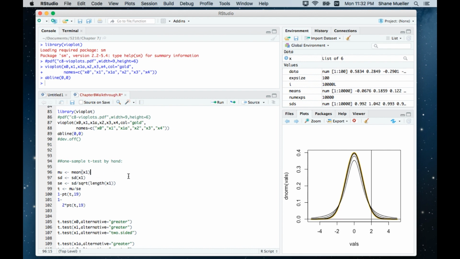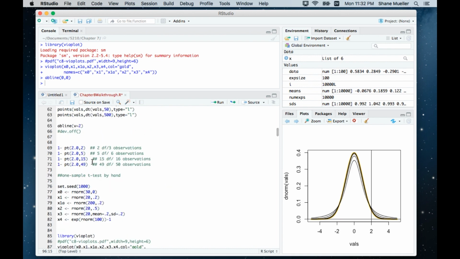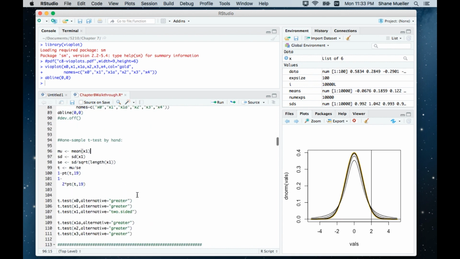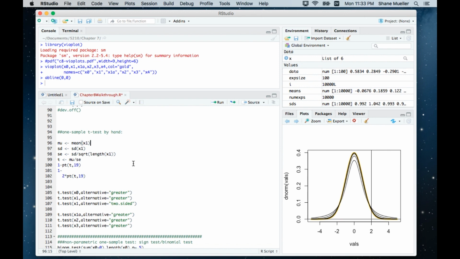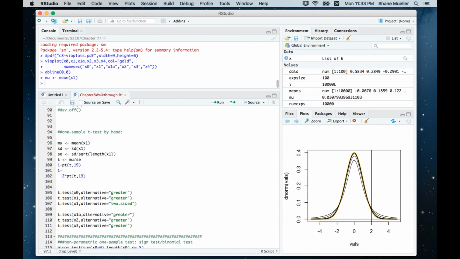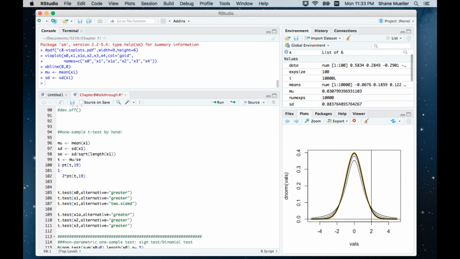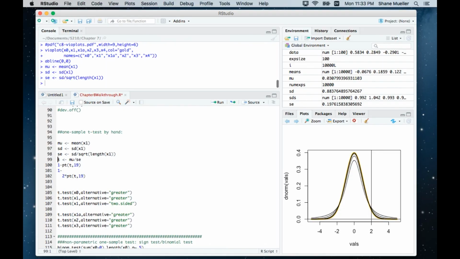So here's the steps for the value x1 we'll try, which really was generated with a mean that is different from 0. So I'll calculate the standard deviation, then I'll calculate the standard error by calculating the standard deviation divided by the square root of n, or the square root of the length.